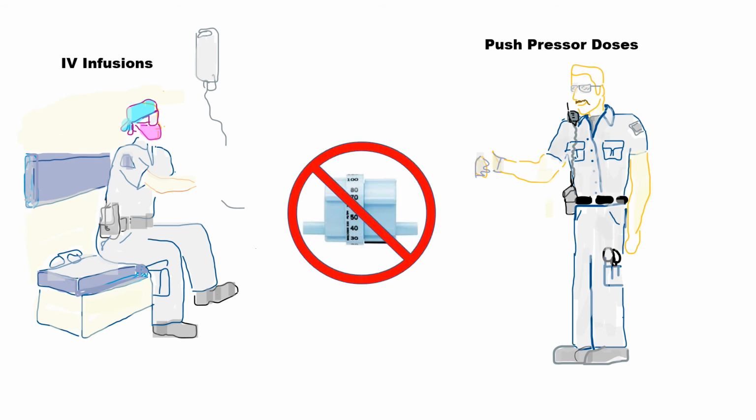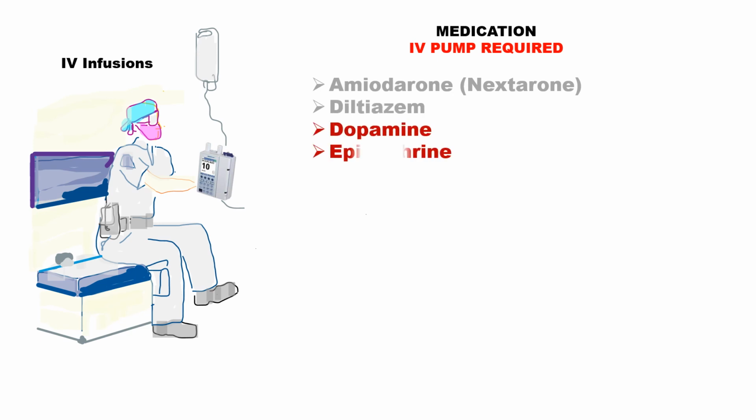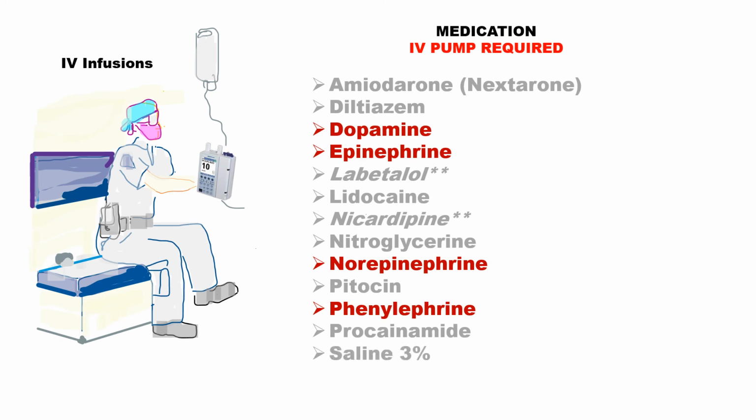IV medication may be administered via IV infusion pump or via push pressor dose. There are certain medications which require an IV infusion pump to administer. EMS providers should be familiar with the IV infusion pump that is employed by their service to perform this. For the purpose of this presentation, we're talking about dopamine, epinephrine, norepinephrine, and phenylephrine. These must be administered via IV infusion pump.